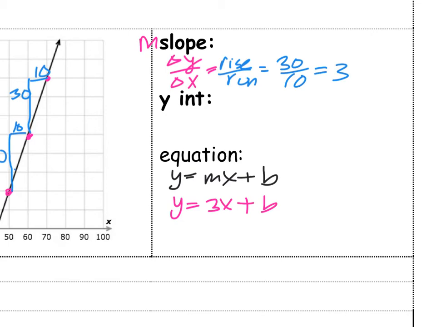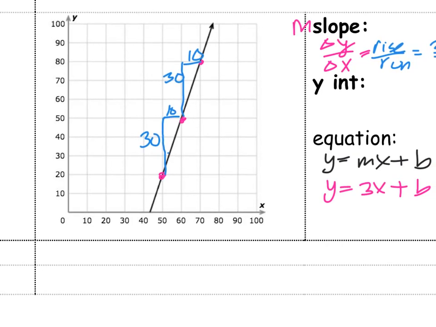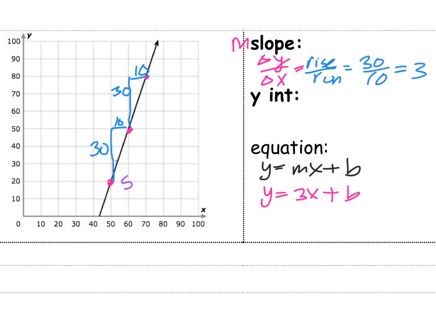I'm going to pick any point on my graph. I'm going to pick 50, 20. So 50 is my x and 20 is my y. I'm going to plug that in for the x and y values. So I'm going to say 20 is equal to 3 times 50, plus b. Now we're just going to solve for b. So take a minute and solve for b. Remember our steps, how we multiply or divide, and then we try to combine like terms.